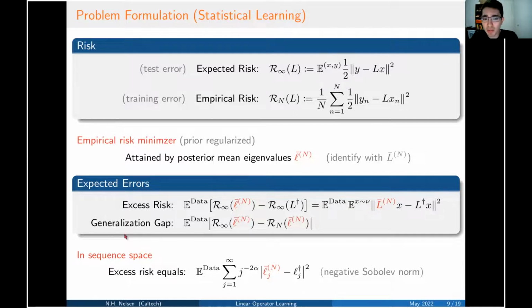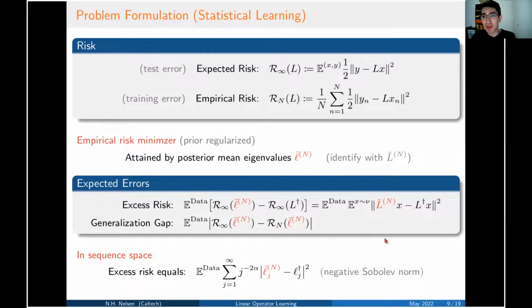And then similarly, the generalization gap, this controls your overfitting. So this is the difference between your test error and your training error. And so it just measures the gap between those two quantities. Okay.